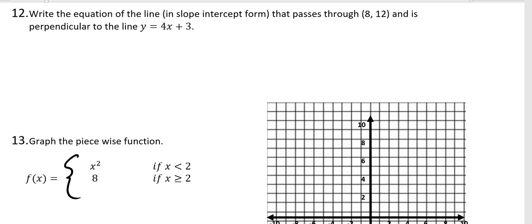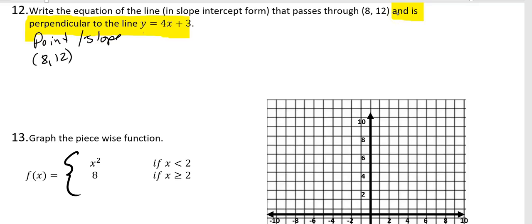Okay? Number 12 asked me to write the equation of the line that passes through a point, and then they give me a clue that it's perpendicular to the line y is equal to 4x plus 3. You always need 2 things to write an equation for a line, a point and a slope. Well, they give me the point, 8, 12. But they give me a clue about the slope, okay? This phrase is nothing more than a clue to get our slope. It is not our slope. It is not our equation for our line. It's a clue to get our slope.